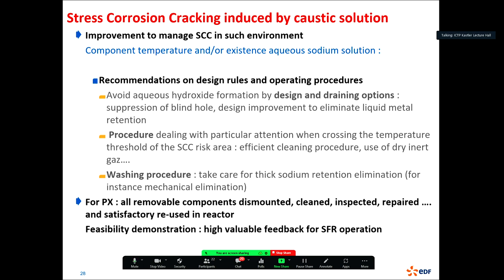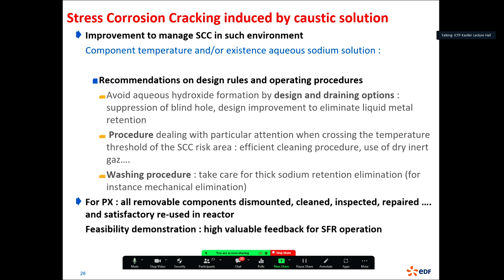The washing procedure, when you have to wash your systems, you take care of thick sodium retention elimination. This can be done during the design, of course. You try to avoid places where you can keep some sodium. And for Phénix, all removable components were dismounted, cleaned, inspected, repaired. And we have generally satisfactory reuse in the reactor.